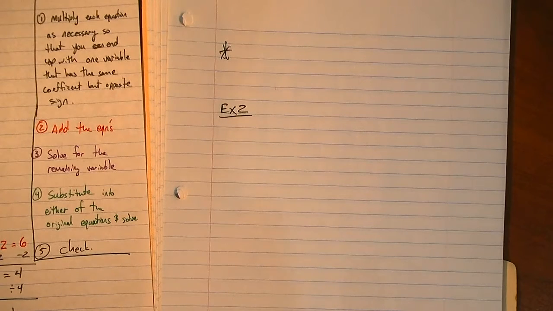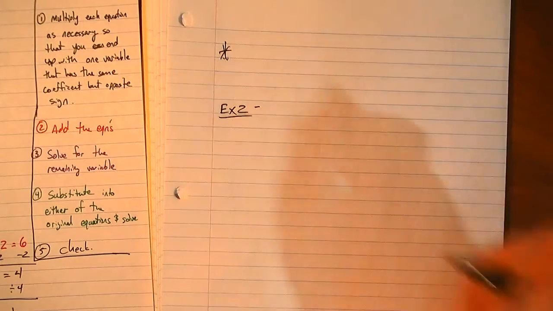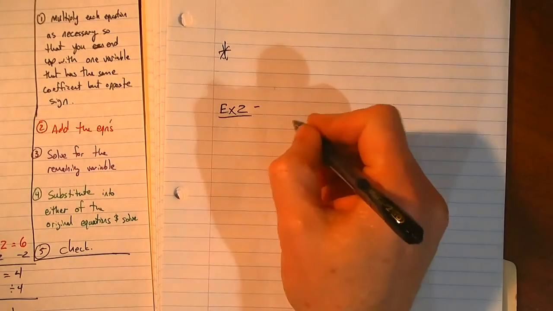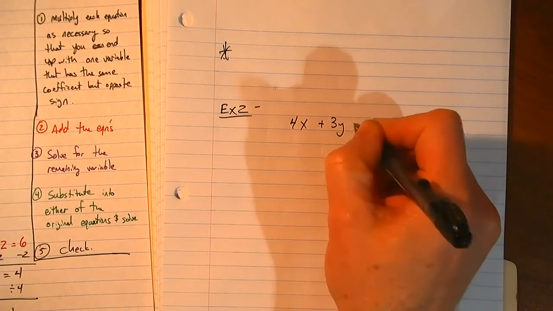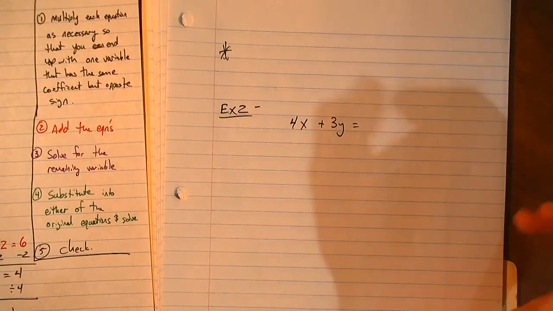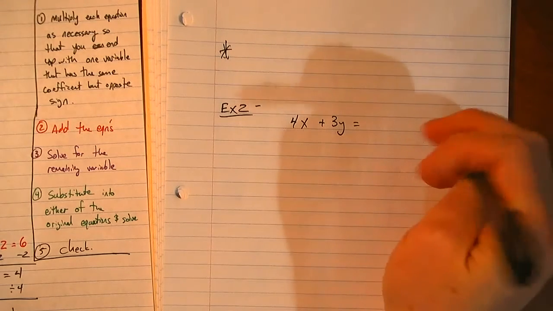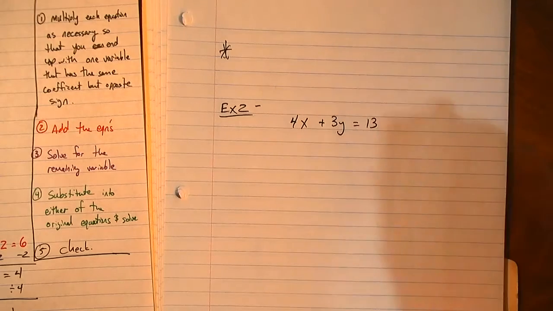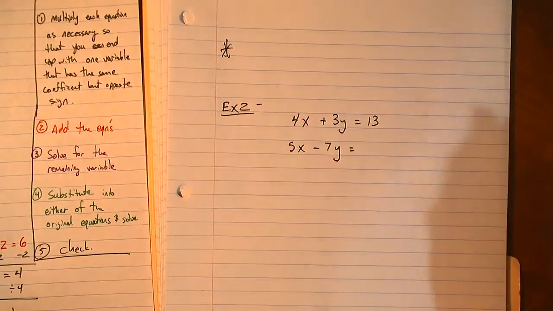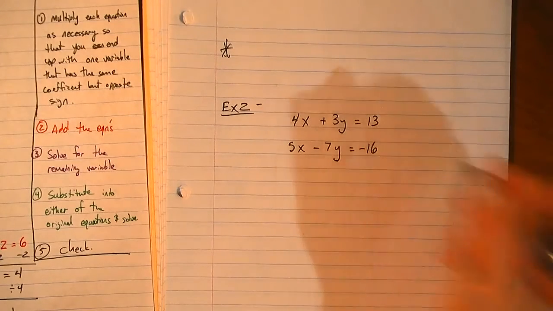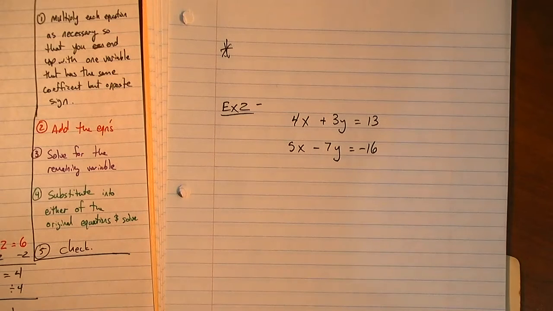If you're ever not sure what you should multiply by, then this example is going to show us what you can do. So here's the equation we're going to solve. 4x plus 3y is equal, I lost my numbers. What is that equal to? 13. Okay, there we go. That's equal to 13. And then my second equation is 5x minus 7y is equal to negative 16. So there's my system.